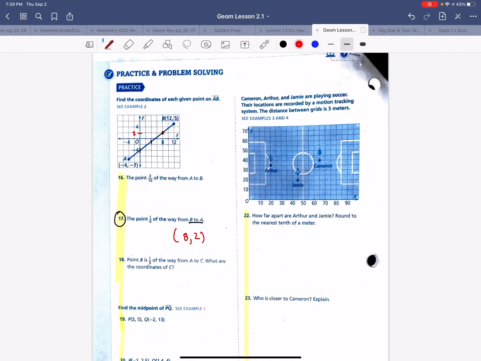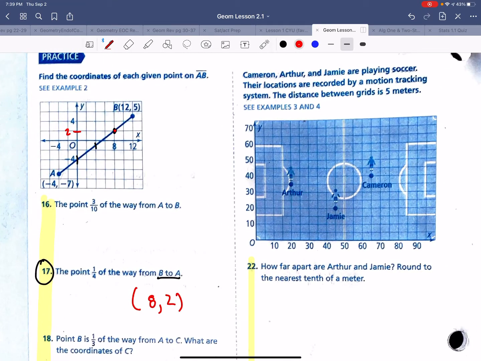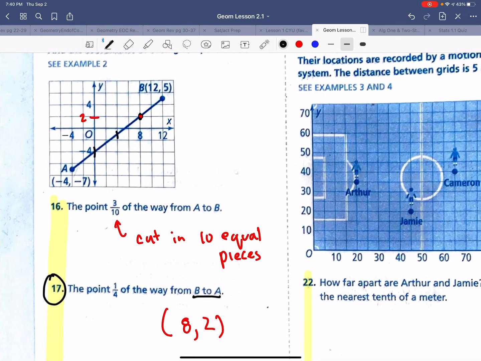So let's look at the questions we didn't get to, right? It says 3 over 10 of the way there from A to B. So they'd like me to cut this in 10 equal pieces. Let's see if I can. I look at my slope triangle. These are not landing right on my box. So it's not as easy to do, but let's see.